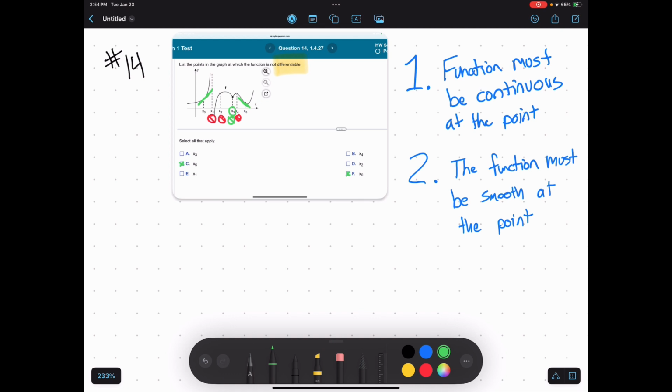Very nice. Okay, pause the video, go ahead and work on it yourself, and then we'll press play when you're ready to move on to the next problem.